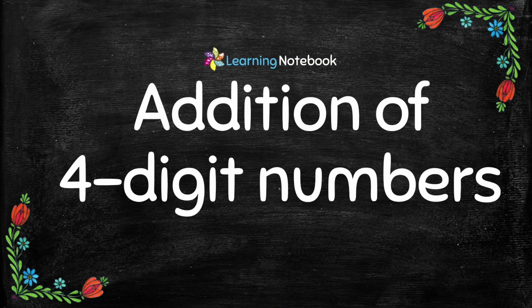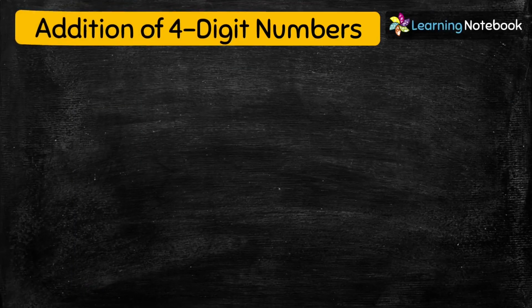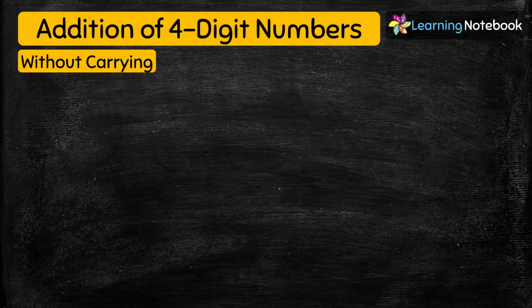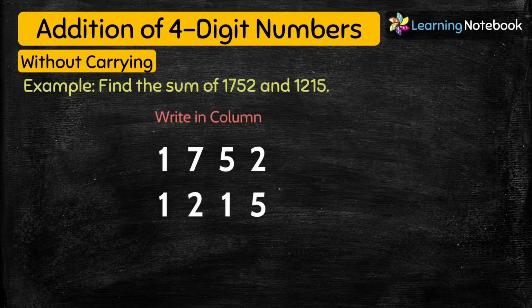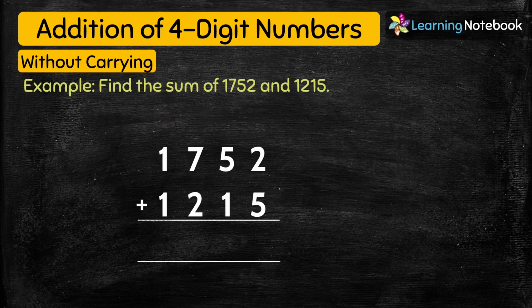Now let's do addition of 4-digit numbers. To understand this, let's take an example. We will do an example without carrying. Question is, find the sum of 1752 and 1215. To add these two numbers, first write them in columns as shown here.